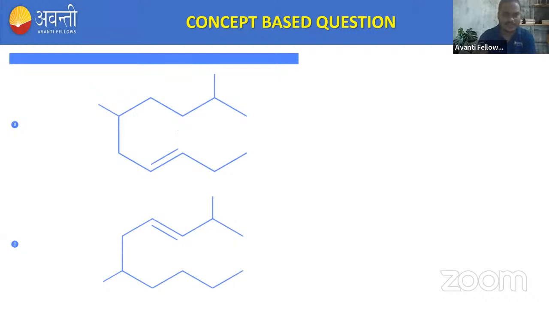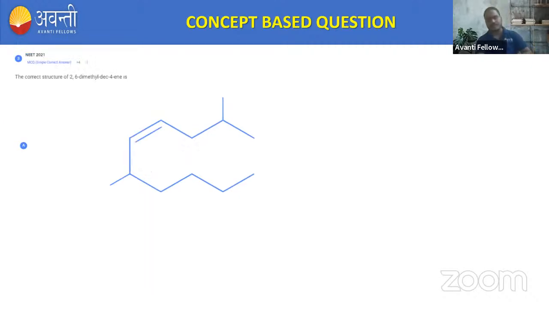So we have three options, right? A, B, C. I didn't show you the fourth option. So out of these three, only one is the correct one, right? Out of A, B, and C. Can anyone tell me which one is going to be the correct option? Which one? Quickly. You have to draw the structure of 2,6-dimethyl dec-4-ene.